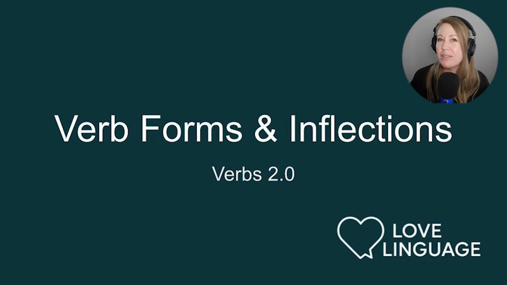Verbs don't always look the same. They can change their form depending on the sentence. And these changes, called inflections, are what let us show things like tense, person, and number. So in today's video, we'll look at the different forms verbs can take in English.